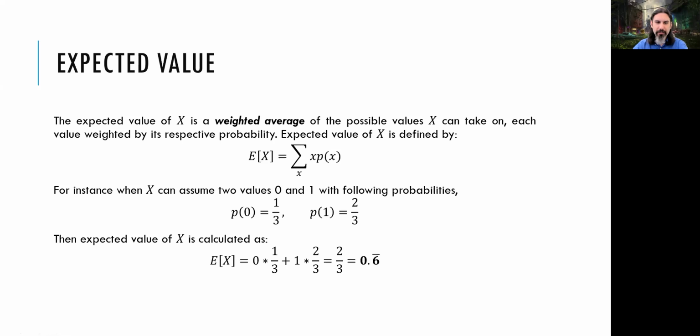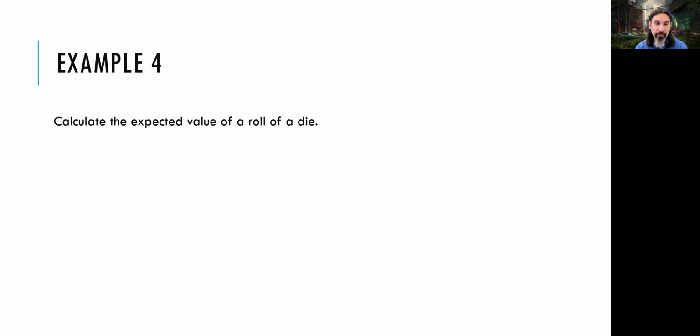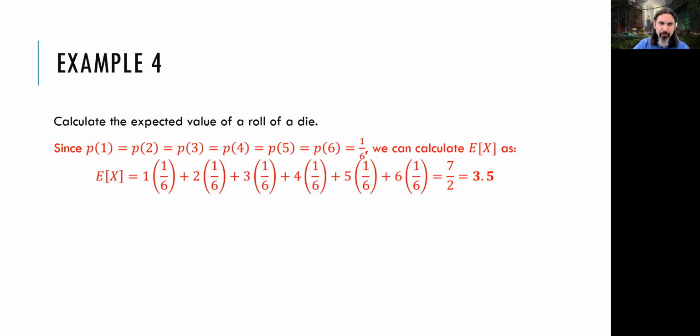For example, calculate the expected value of a roll of a die. Now, we know that the die has 6 different outcomes, 1, 2, 3, 4, 5, 6. All these 6 outcomes have the same probability, 1 over 6. So all I have to do is multiply all these values with 1 over 6 and sum them up. So 1 times 1 over 6, 2 times 1 over 6, etc. The sum is going to give me 3.5.